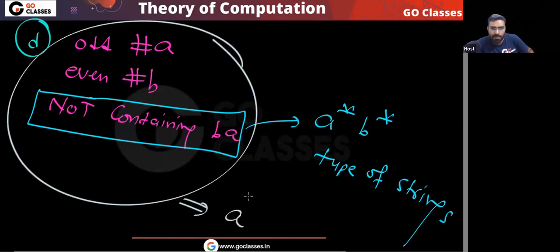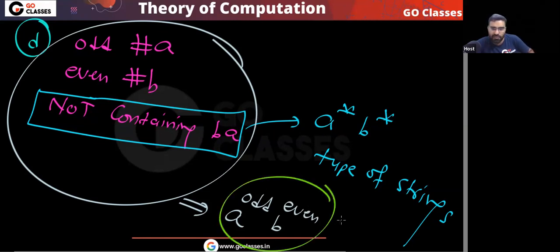Your language is A power odd, B power even. This is your language. Do you agree with me? This is your final language of option D. Did you understand this language? Do you agree that in option D, your language is A power odd, B power even? Let me know, did you understand? This is a very beautiful question. First, you have to understand this question.